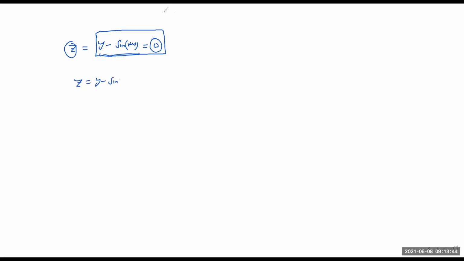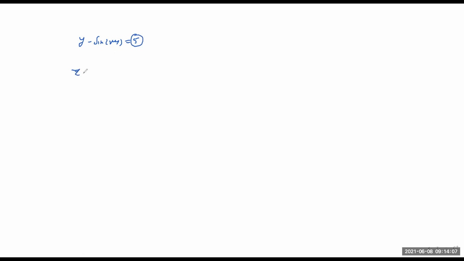Let's say I write something like this. I'll tell you why the formula comes. y minus sine of xy equals 5, some constant, just a number. Anyway, when you differentiate a number, it becomes 0. So if I call this z, then y is just a constant. It should not be a function.